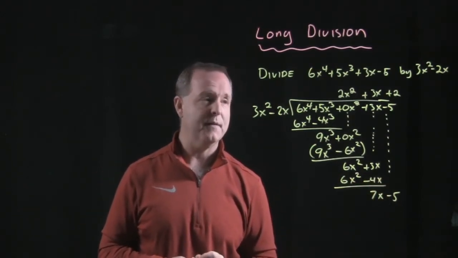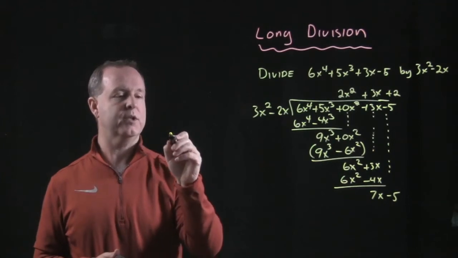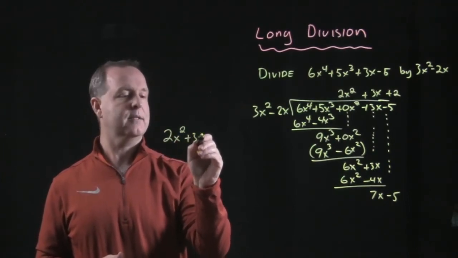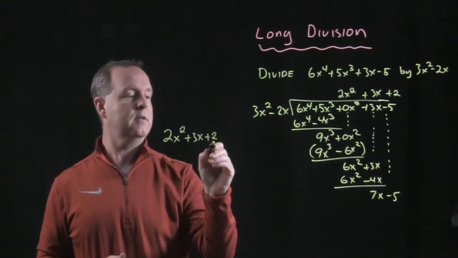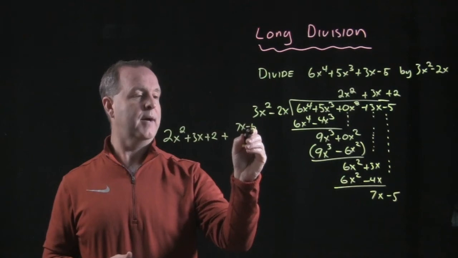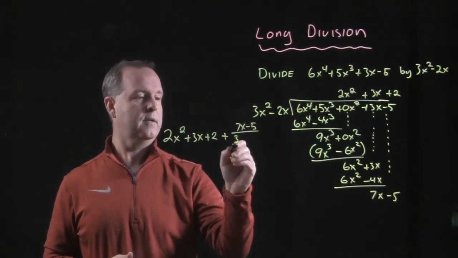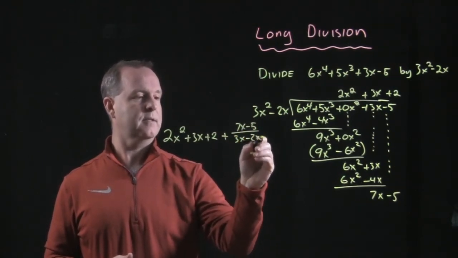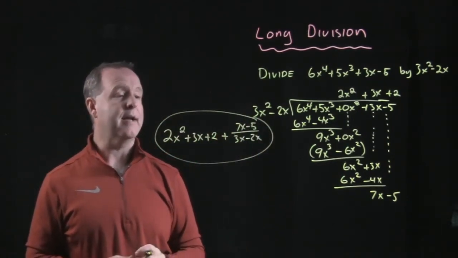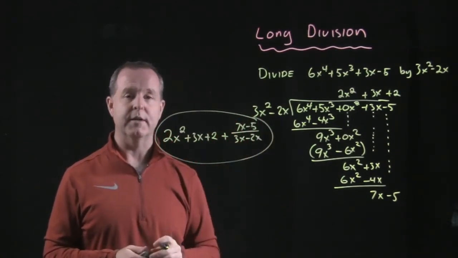And what am I left with? I'm left with my quotient, which is 2x squared plus 3x plus a 2 plus my remainder, which is a 7x minus 5 all over 3x squared minus 2x. And there's my result using long division.